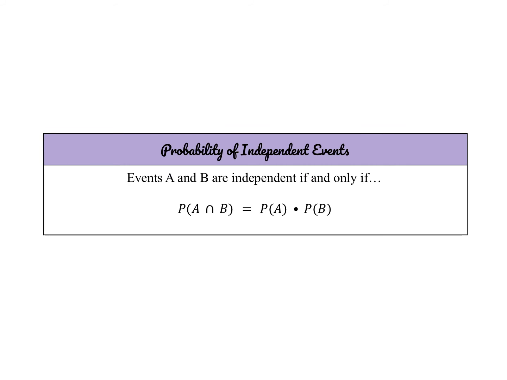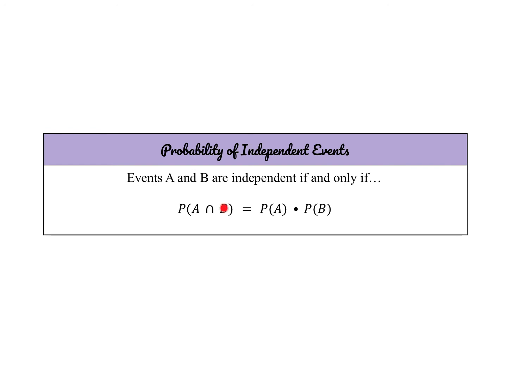So if you are finding the probability of independent events, the probability of the intersection of A and B, if they are independent, is simply the probability of event A times the probability of B. So remember when we were doing probability of A or B, we added the individual probabilities. When we're doing A and B, we multiply. So "and" is multiply, or "or" is add.